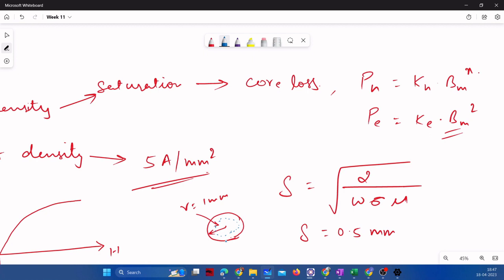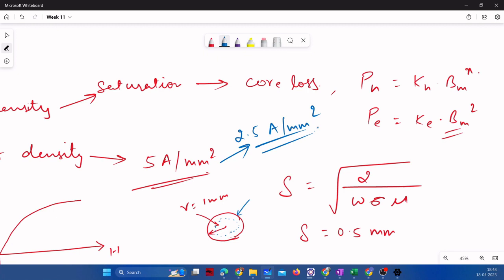So here, if you are using 5 ampere per mm square with this kind of skin depth, then effectively you are using 2.5 ampere per mm square. You are utilizing a space as 5 ampere per mm square, but effectively you are having 2.5 ampere per mm square, and that is not optimal, right?